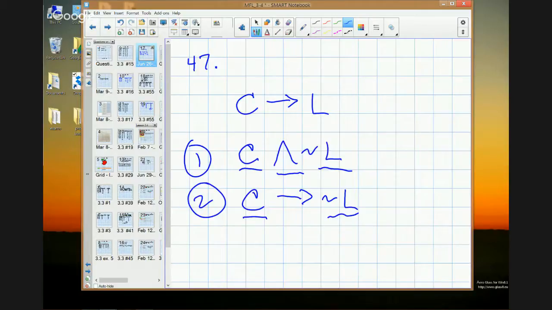And number 51 was the same way for me. I wanted to write it one way, and the book wrote it a different way. All right, let's just talk about it. This is good stuff to go through. Okay, 51.